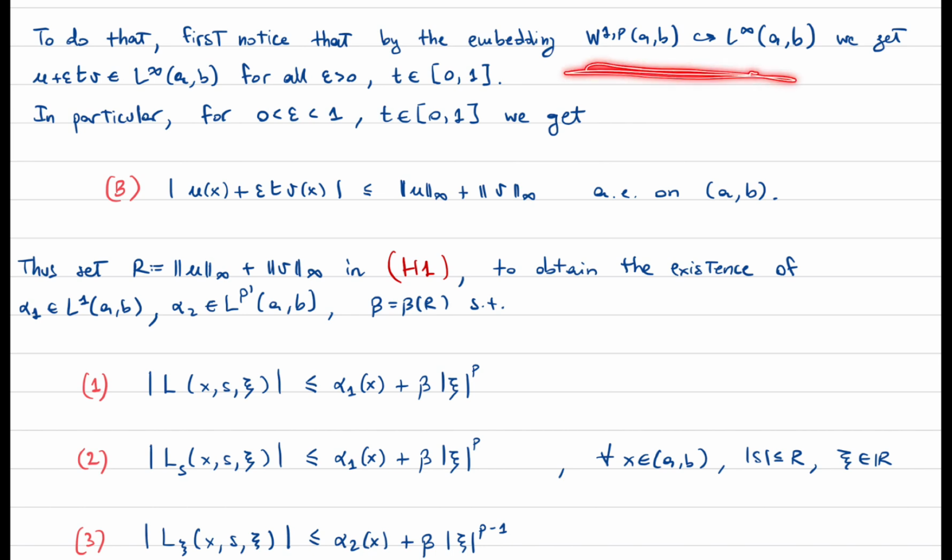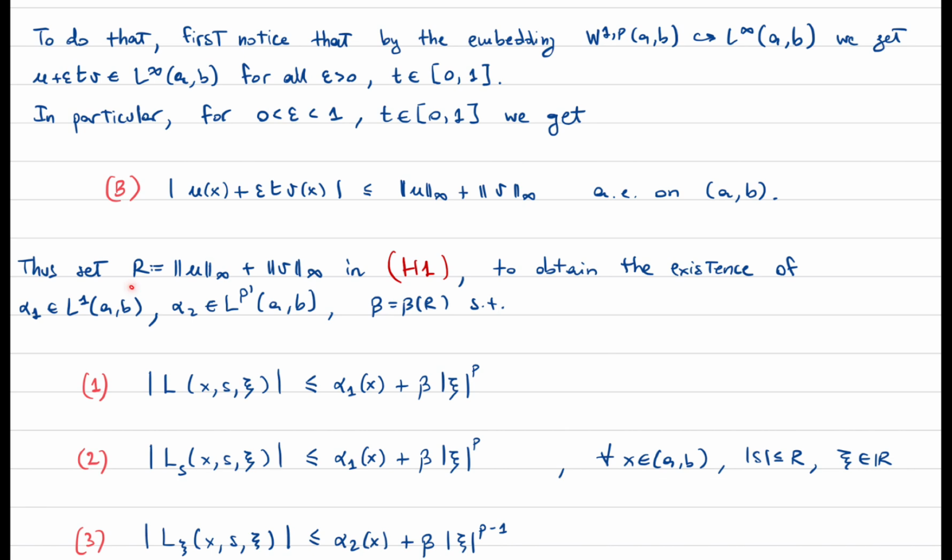By the embedding W^{1,p} into L infinity, you have that u plus epsilon t v belongs to L infinity for all epsilon greater than 0 and t in [0,1] fixed. And in particular for epsilon between 0 and 1, because we're interested in small values of epsilon, we have to take a limit as epsilon goes to 0. For all values of t between 0 and 1, we get that the absolute value of u(x) plus epsilon t v(x) is less or equal than the norm of u in L infinity plus the norm of v in L infinity. And this is true almost everywhere on (a,b).